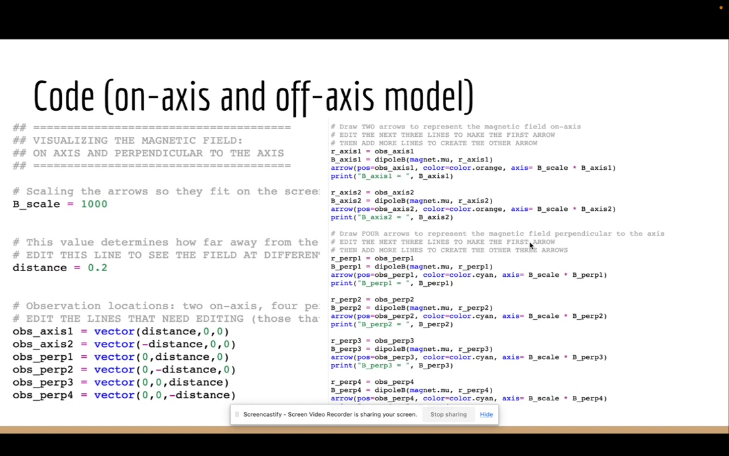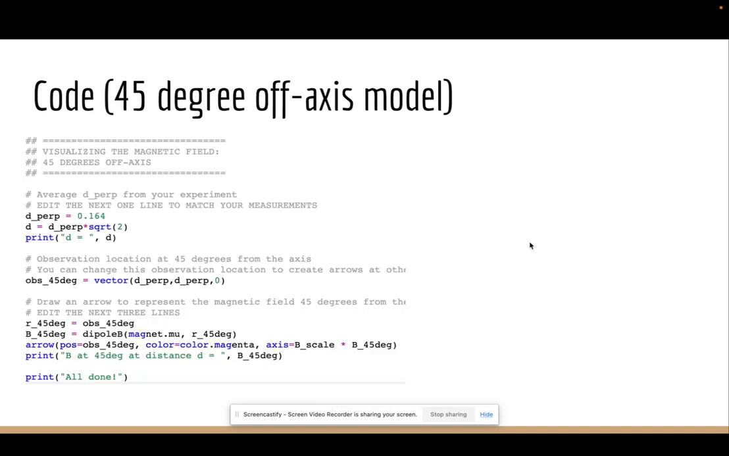And this is the setup for the observation points for the on-axis and off-axis model, according to the origin, which is the magnet. And then this is the setup for the 45-degree angle example.